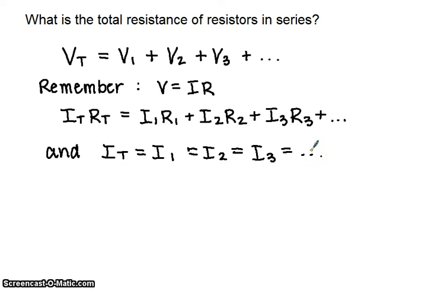So if every single one of the currents, I total and I1 and I2 and so on, if they're all the same, we can reduce that equation and ultimately come up with that the total resistance for series resistors is equal to the sum of the individual resistors.